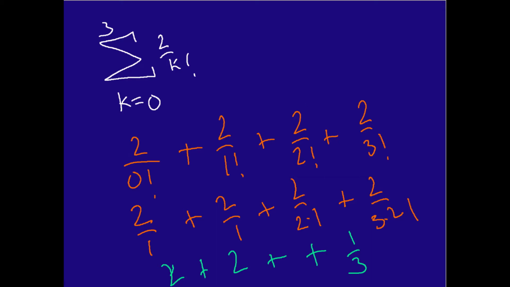Our answer, I'm a little out of space here, so I have to move up to the top. Oh, I forgot to put the 1, right here. Okay, so our answer should be 5 and 1/3, if that's what you want to see it as, or you can also write it as 16 over 3. Either one. But that's the answer.